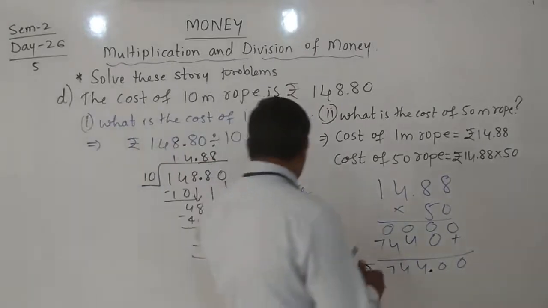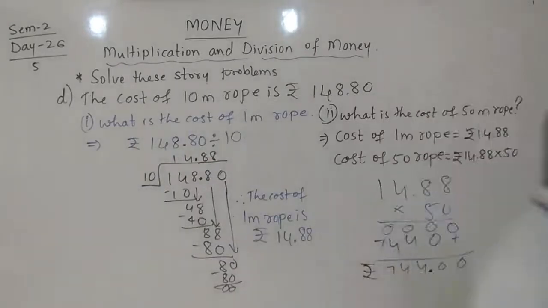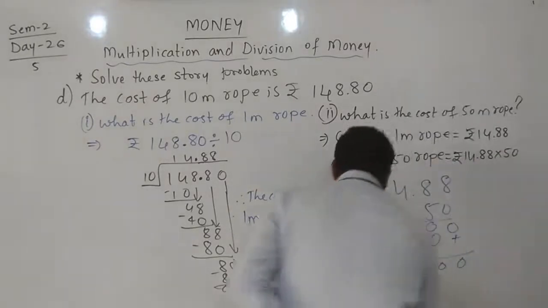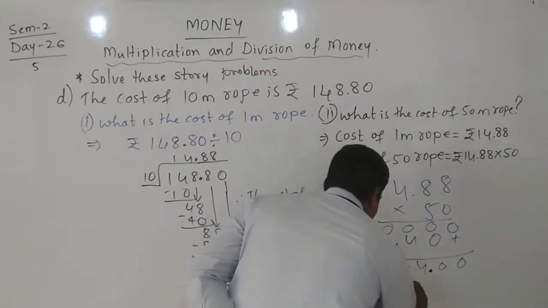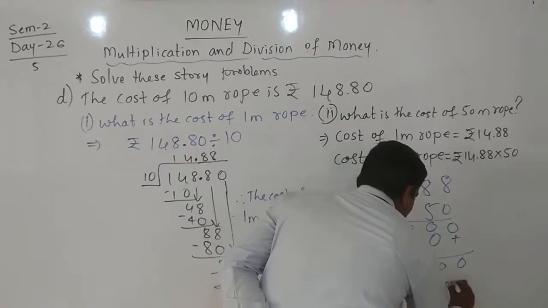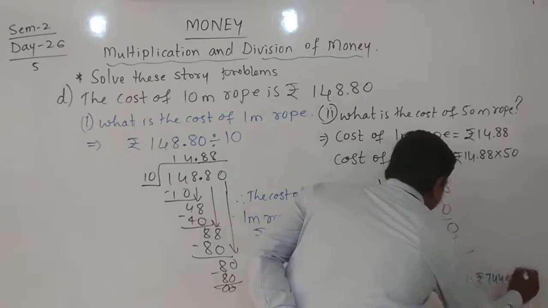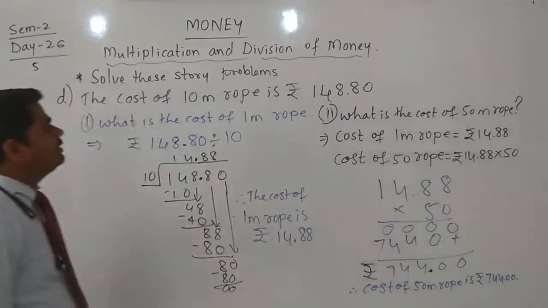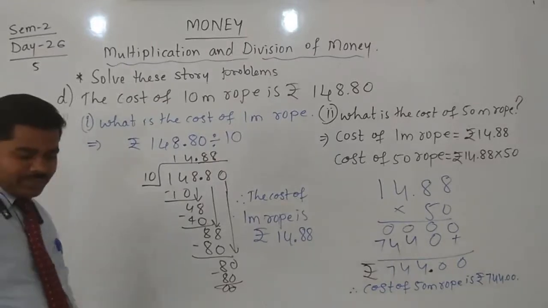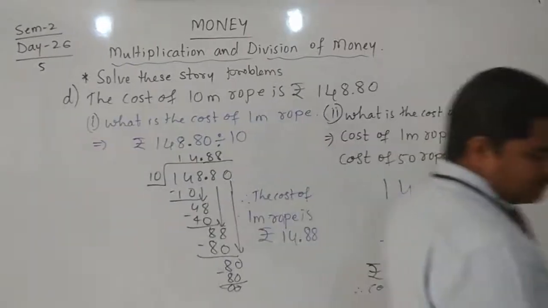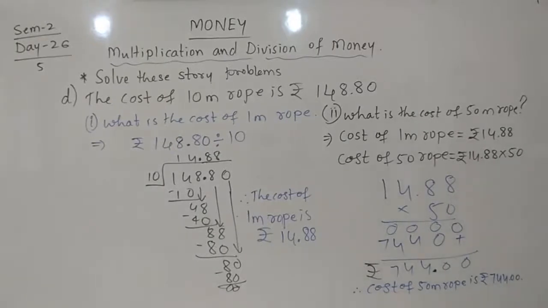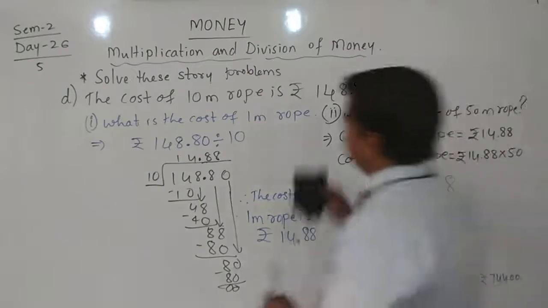You can write: therefore, the cost of 50 meter rope is rupees 744.00. Clear? Now the question D, the very last one. Yes, write down this neatly. One more we have, that one I will solve. Yes, write clearly. The last one, E.